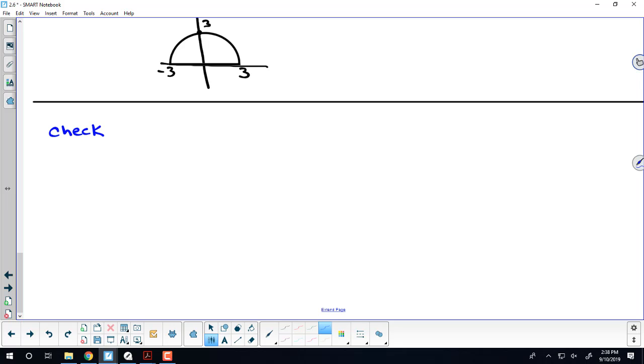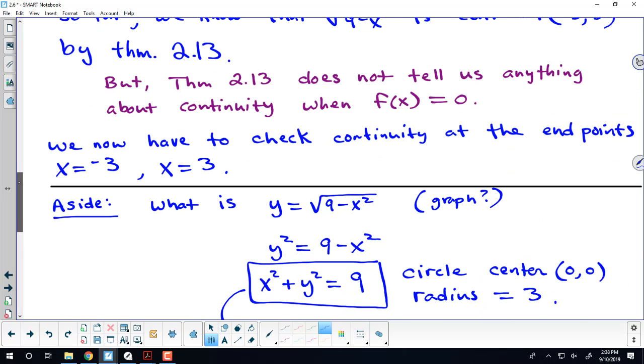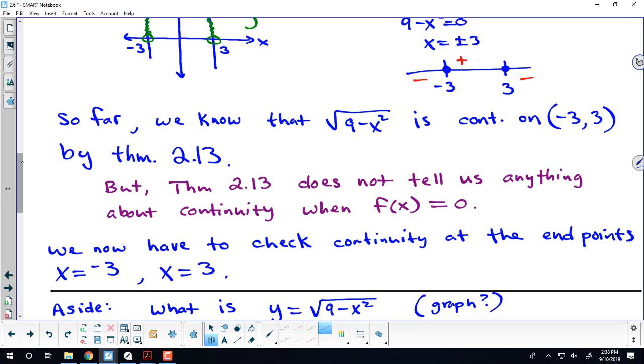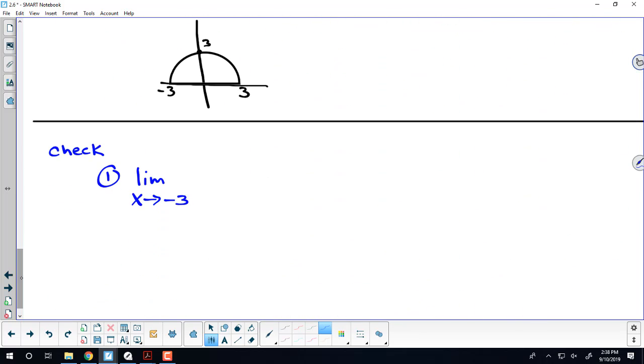So now we have to check for endpoint continuity, which means we need to check, first, what is the limit as x approaches -3? And which direction can we approach -3 from? The right. We see that from our interval, right? From -3 to 3, I can only approach -3 from this direction, and 3 from this direction. So what is the limit as x approaches -3 from the right of the square root of 9 minus x squared? 0, yeah. It's the square root of 0, which is 0.